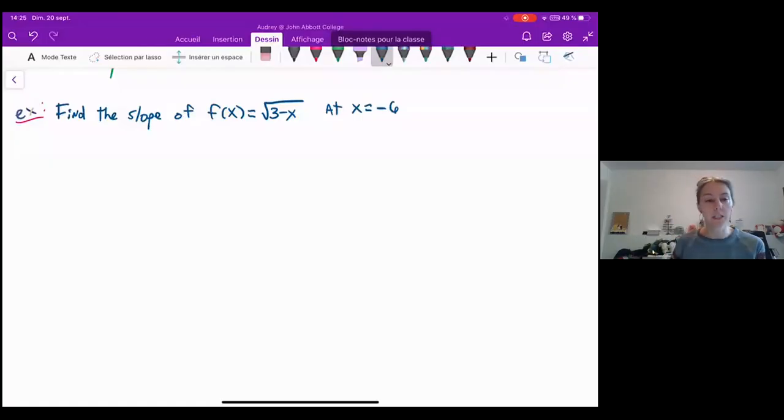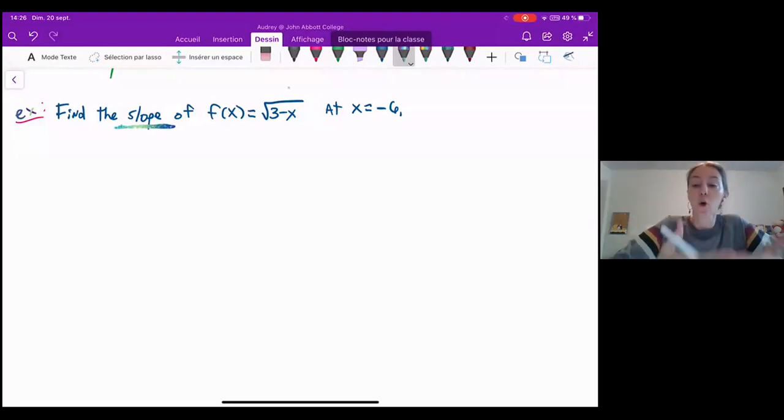Okay, so for this example, we want to find the slope of f of x is equal to the square root of 3 minus x at x equals 6. So this isn't saying to find the derivative in words, but it's saying to find the derivative. We're asked for the slope of a function. You guys should get to the point where you can easily interchange those words. Slope and derivative are the same thing.